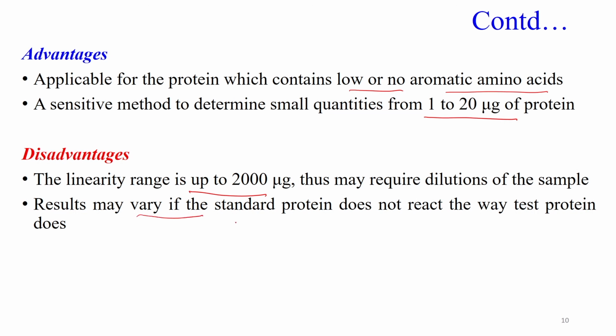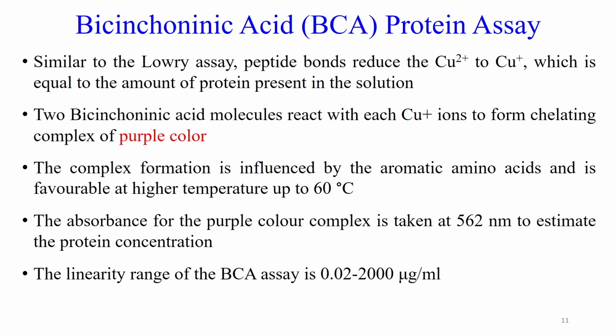Also, the results may vary if the standard protein does not react the way a test protein does. So, if you want to measure a particular protein A, we have to prepare the standard curve for the same protein A. The next method is the BCA assay. It works on a similar principle as the Lowry method, where the peptide bond reduces copper 2 plus to copper plus, which is equal to the amount of protein present in the solution.